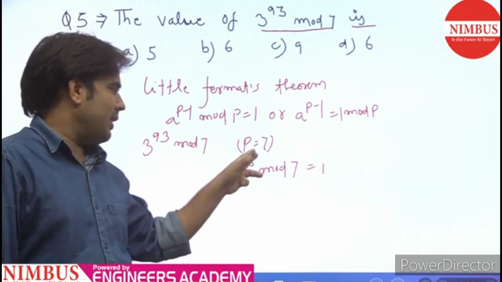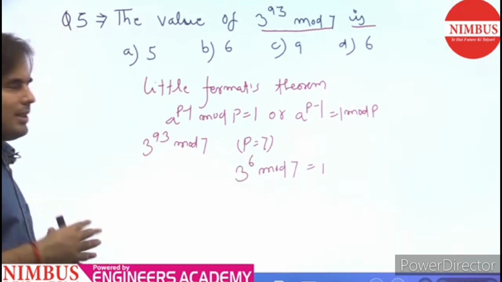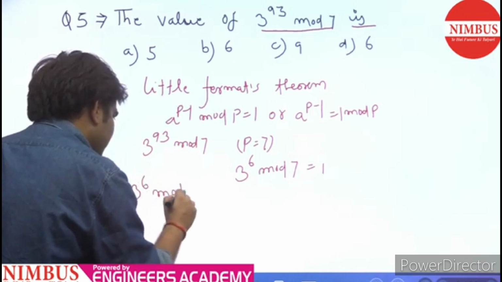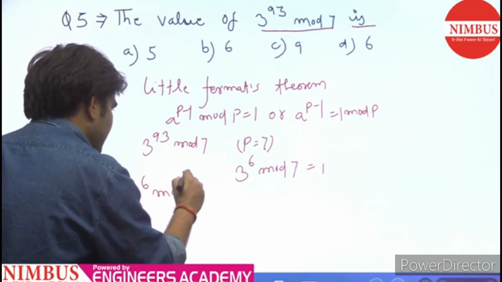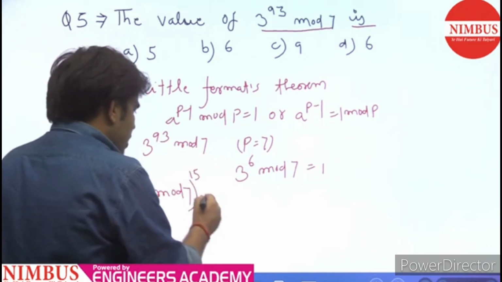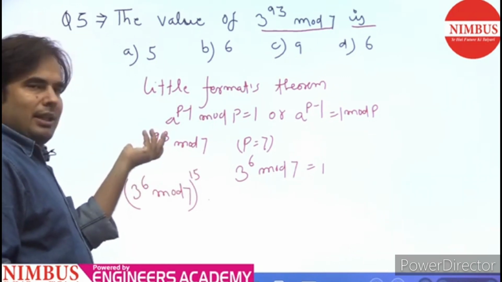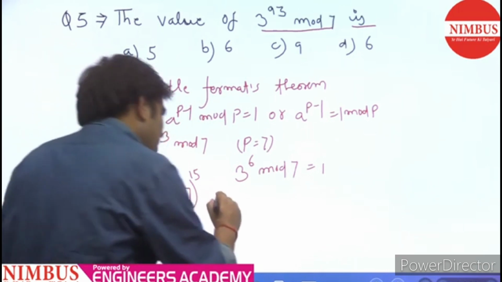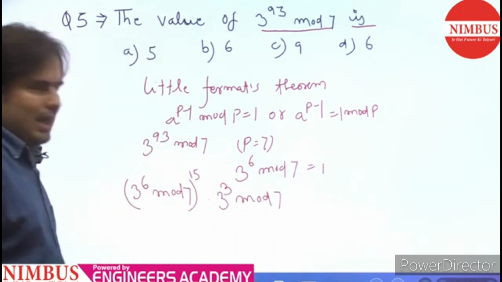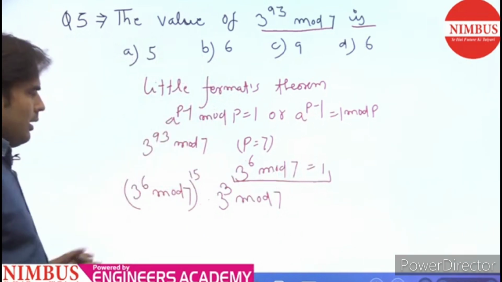So we need to divide the exponent into factors. 93 is 15 times 6 plus 3, since 15 times 6 is 90. So you can break it like this: (3 to the power 6 mod 7) whole to the power 15. And after 90, what is remaining here is 3 to the power 3 mod 7. Clearly, 3 to the power 6 mod 7 equals 1.